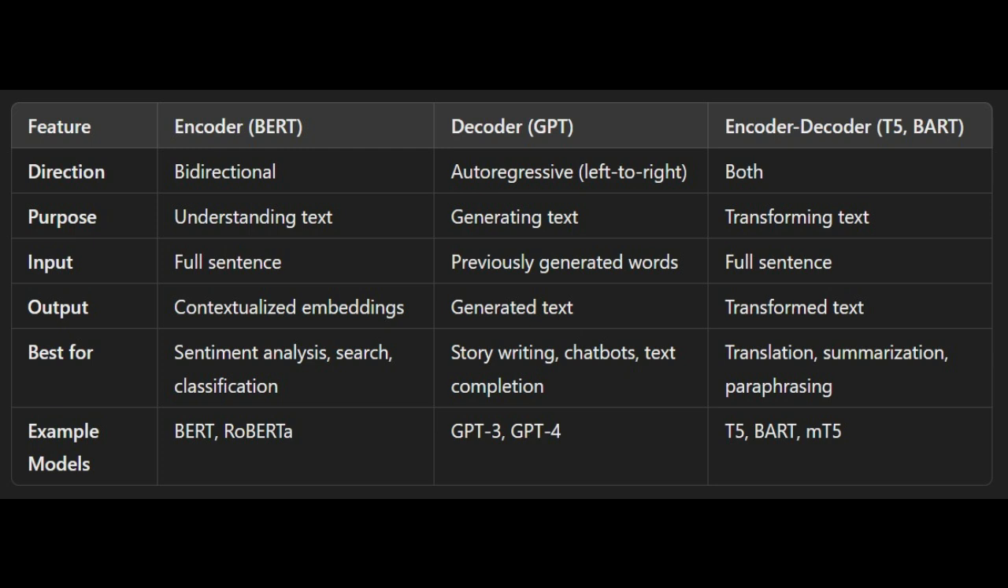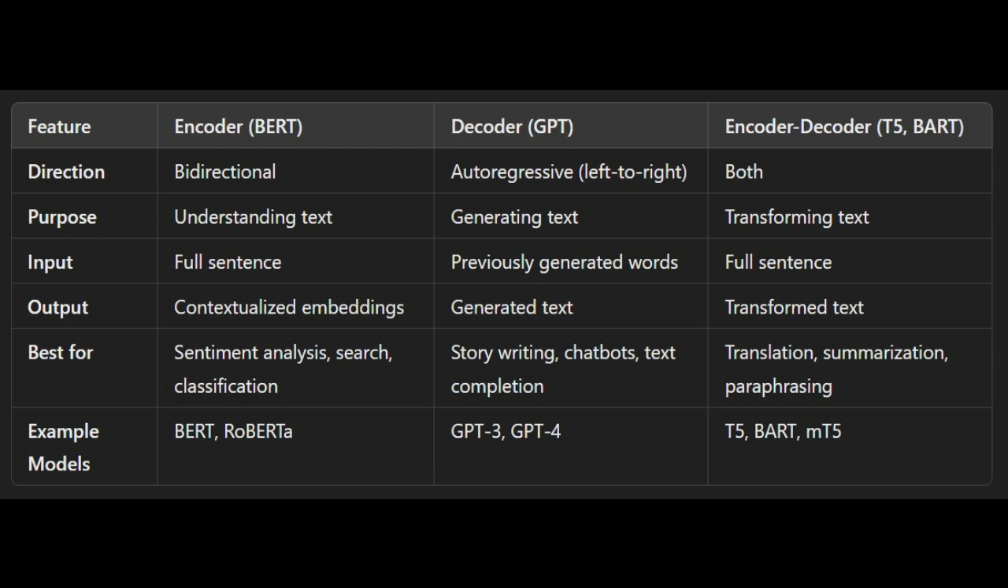What are the key features of it? It's bidirectional, that is, it reads text from both left and right to understand the full context. And what tasks can it perform? Sentiment analysis, named entity recognition, and question answering without generation. An encoder is like a reader who carefully analyzes the text but doesn't write anything new.